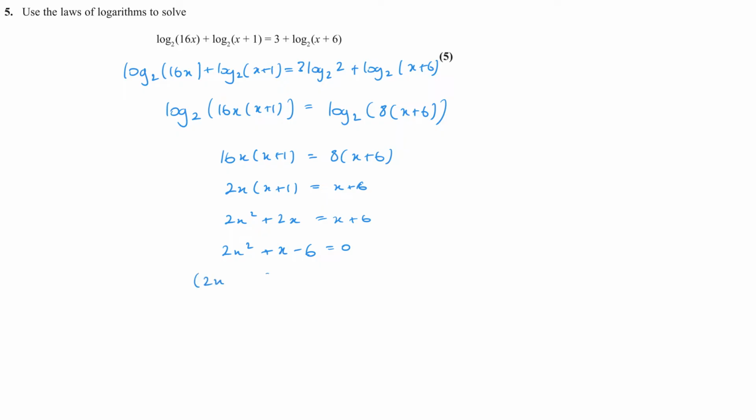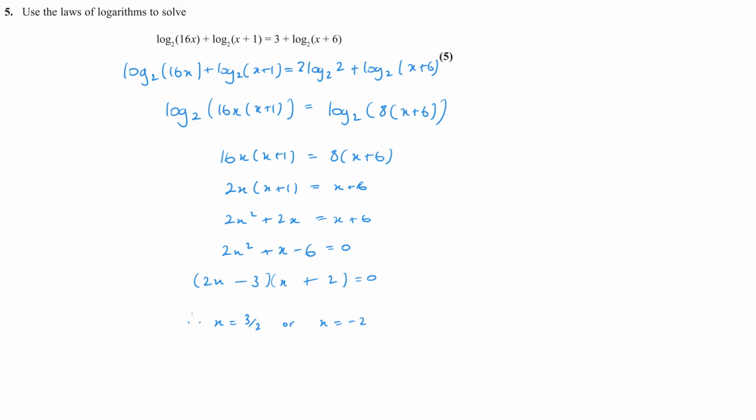Now it's going to be a 2x and an x. 2 and 3. This gives me 4x and 3x. So this is plus and minus. Just checking it. 2x squared, 4x minus 3x is 1x. And minus 3 times 2 is minus 6. So there we've got it. Therefore x equals 3 over 2, or x equals minus 2.